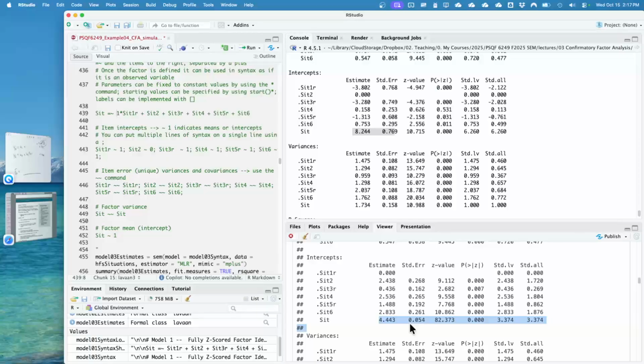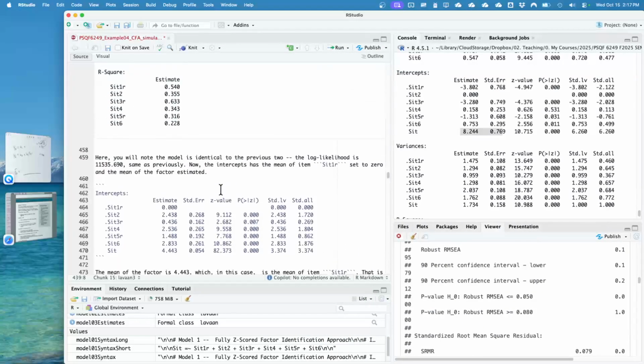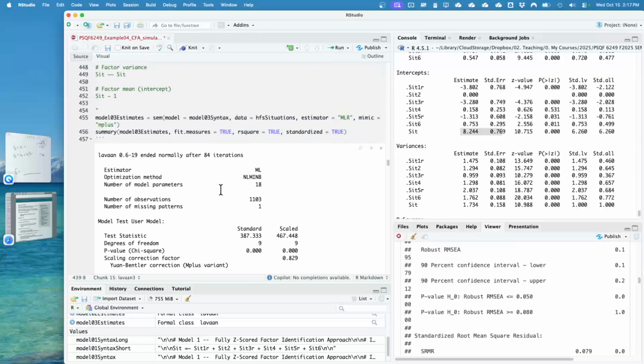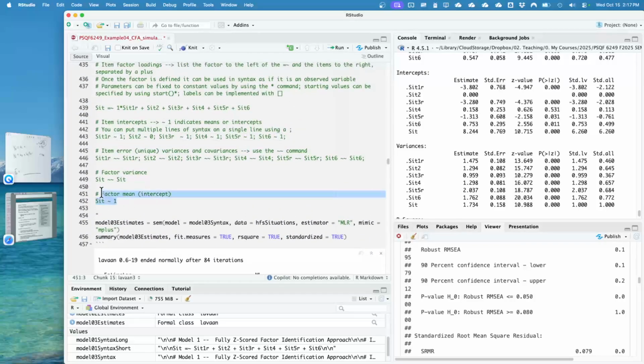How are you communicating to R which one you want to be the marker? To estimate the factor mean in lavaan, it takes syntax. Number one, you have to put an intercept on the factor mean. But number two, on the intercepts themselves, you set one intercept to 0. And that will do it. By setting it to 0, it fixes it to that value of 0. By setting it to 1, it actually estimates it.